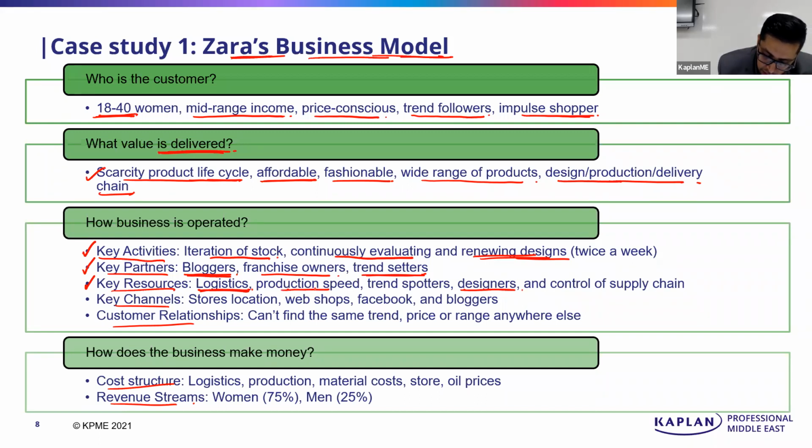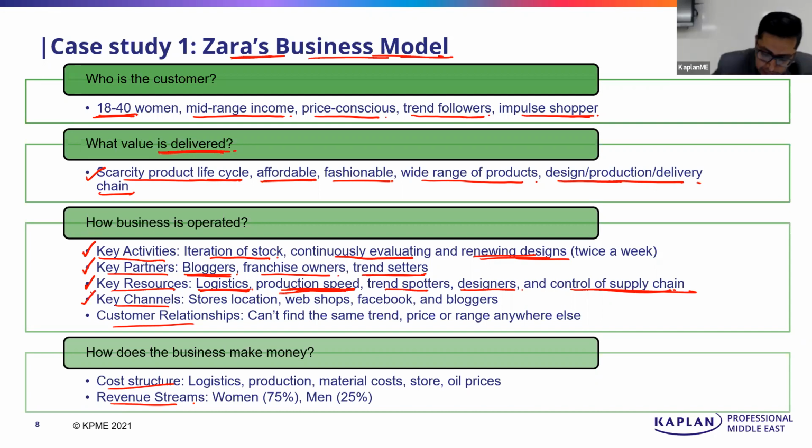Then obviously, with the better logistics that they have, the production speed will be faster. Because see, how will the production speed be faster? And how is it faster for that matter? Because all of their process is automated, right? From cutting the fabric to actually sewing the fabric, all of this is automated for them. So again, they are using best in class technology as well. Then obviously trend spotters and even the control of the supply chain is what they have. So these are the key resources of why Zara has been successful in emulating their model.